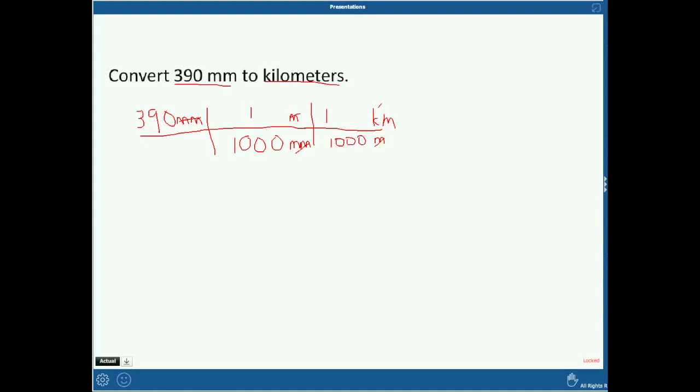So then I'm going to do 390. And there's 2 ways you can do it. You can divide it by 1,000, get your answer, and then divide by 1,000 again, or you could divide by 1 with 6 zeros, so like a million.